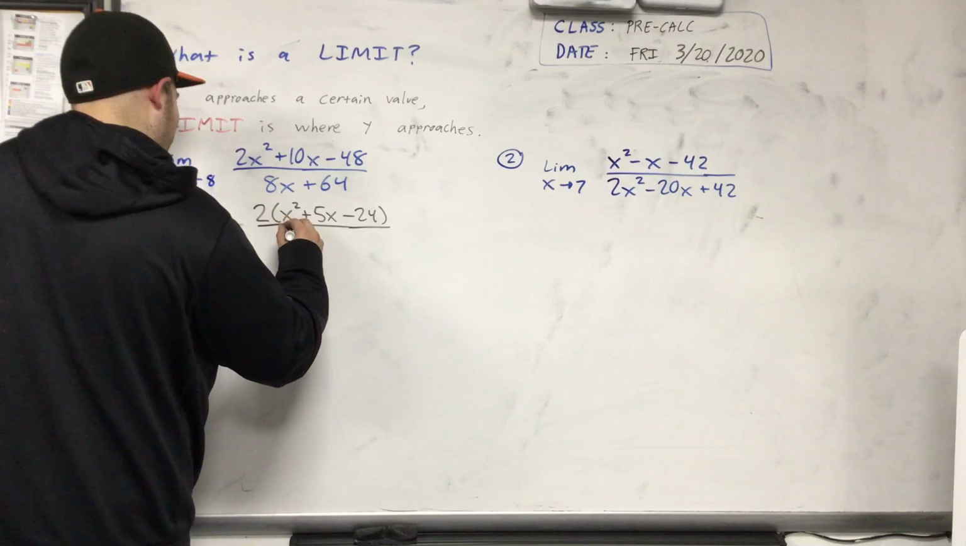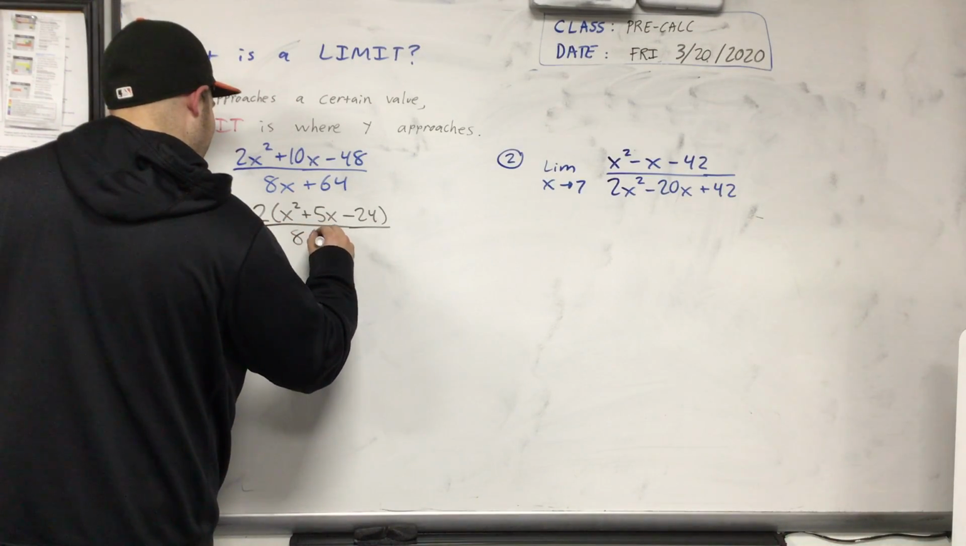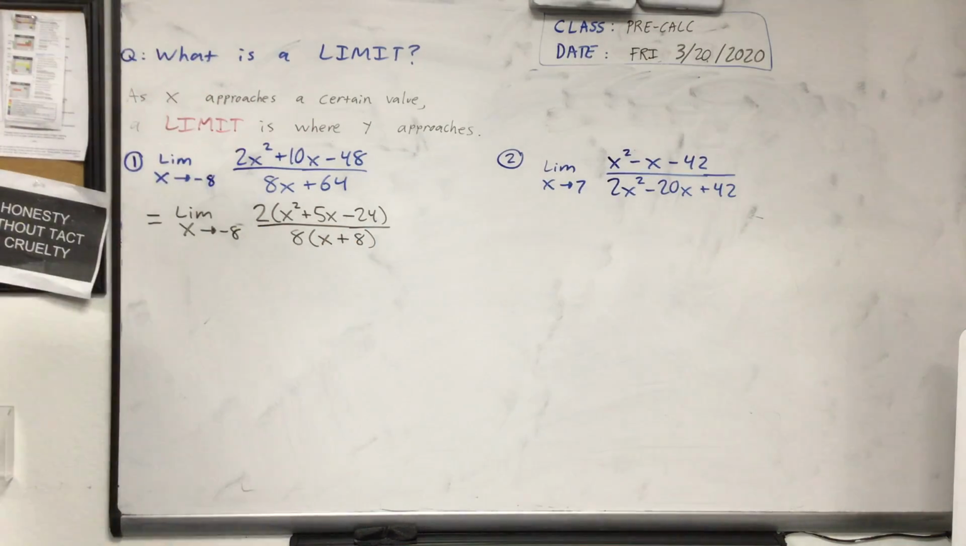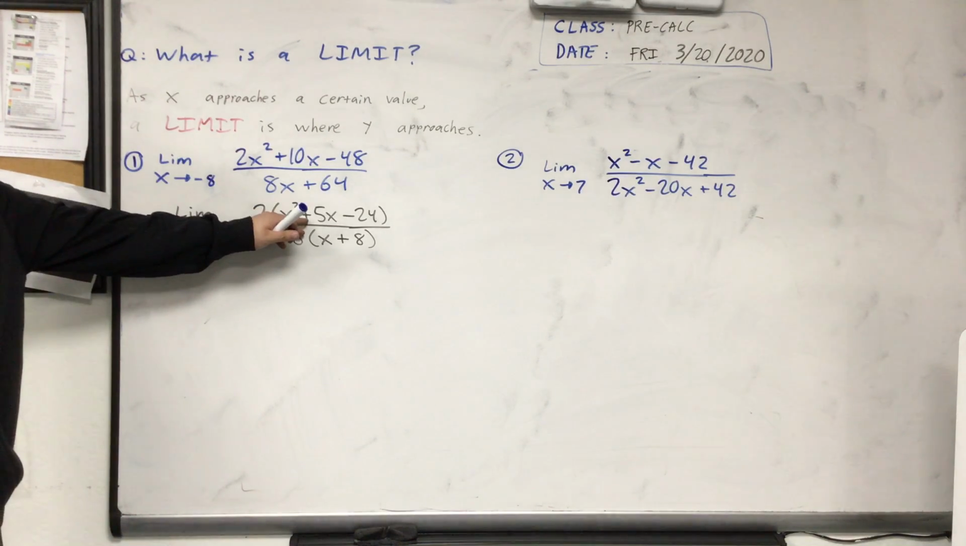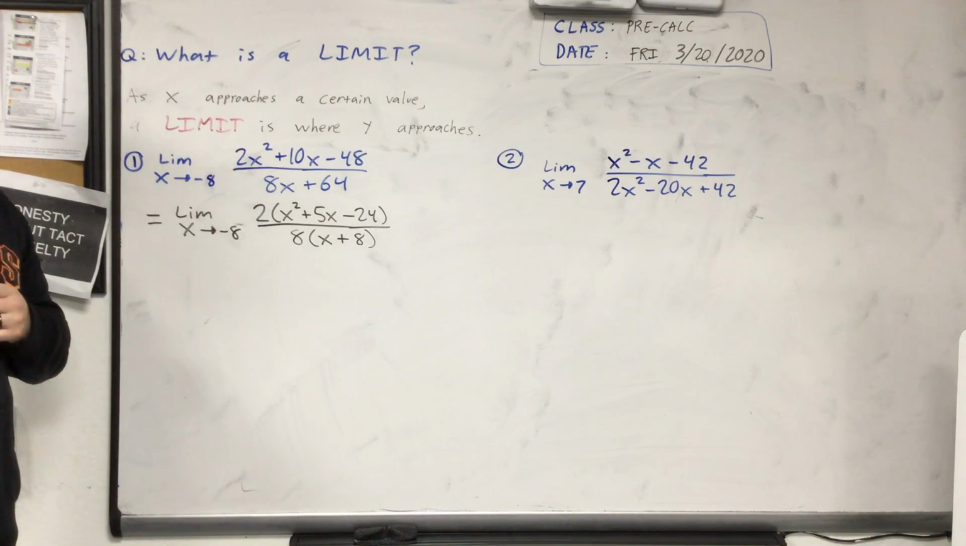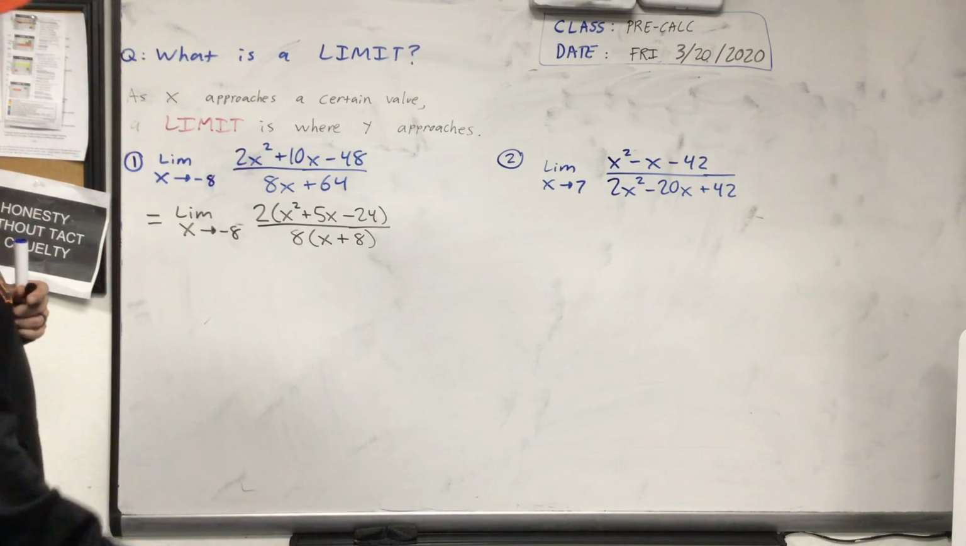So let's factor out the bottom. We've got 8x plus 64, so that's 8 times x. 8 times 8 is 64, so we can factor the bottom as 8 times x plus 8. But remember, we can factor the top. What two numbers multiply to -24 and add to 5? That'd be +5 and -3.